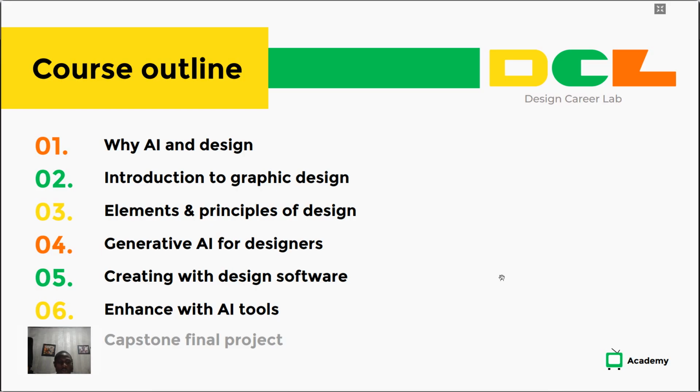In stage six of this course, you will learn how to enhance your design with AI tools. Just like I said earlier, generative AI for designers is in stage four, but in stage six, you will learn how to use AI tools to also enhance your design. You also carry out a final project, a capstone project, so that you showcase your skills and let the world know what you have learned in this course.